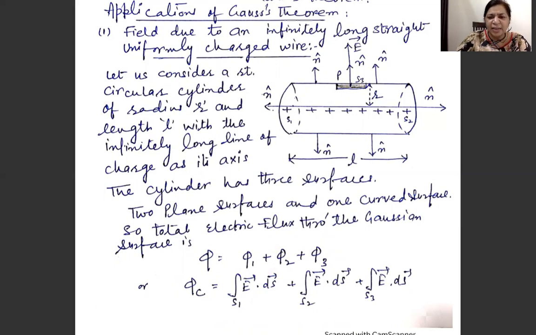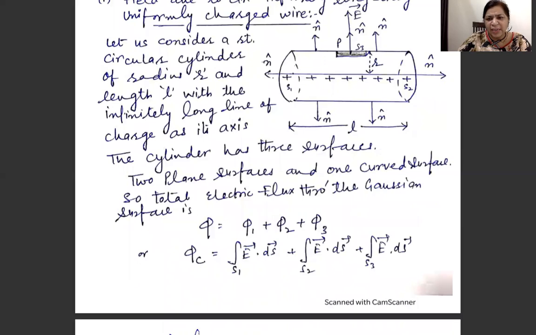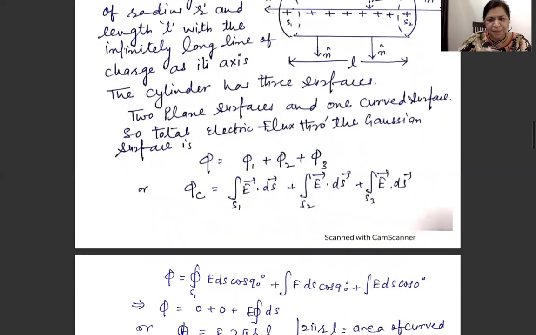The cylinder has three surfaces, you can see S1, S2 and S3. S1 and S2 are its end surfaces and S3 is the curved surface. So we will calculate the flux that is coming out through all the surfaces. These surfaces are also termed as the Gaussian surfaces. So the total flux is equal to phi1 plus phi2 plus phi3.